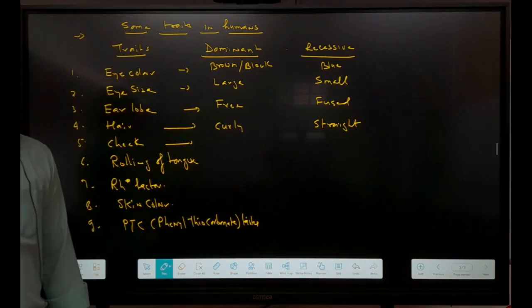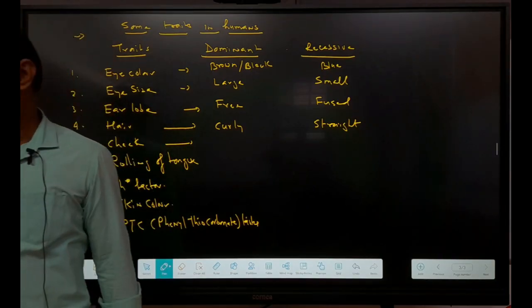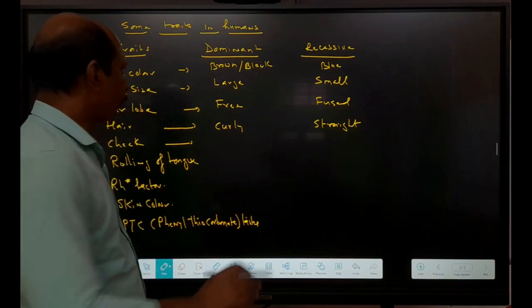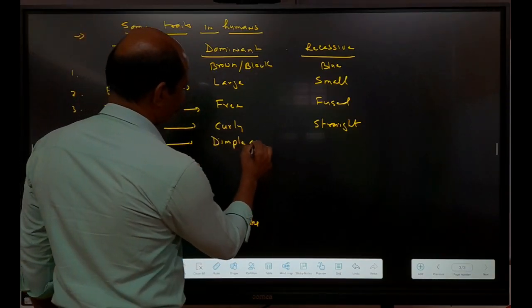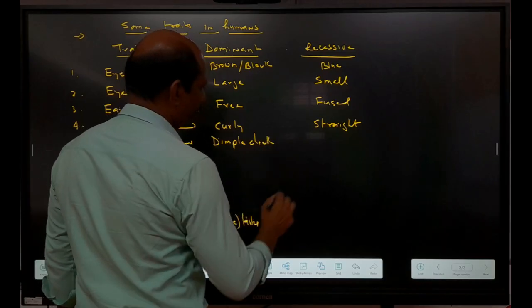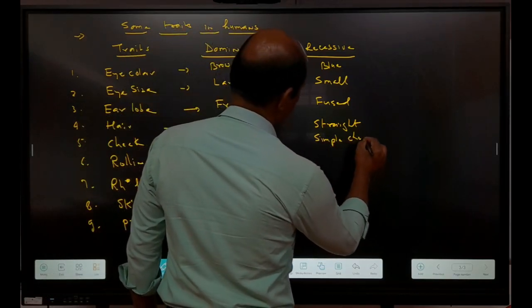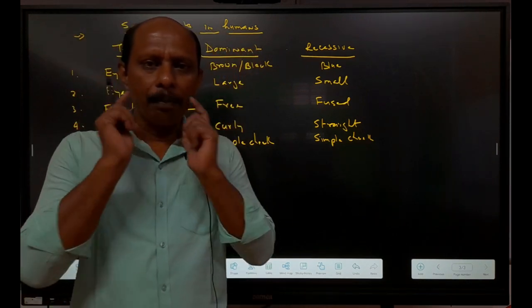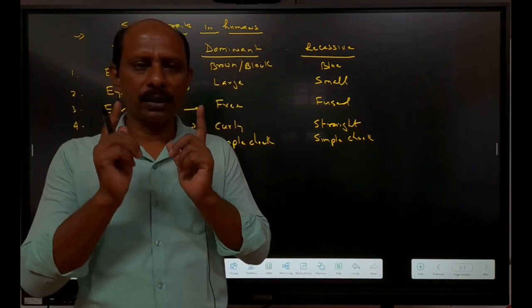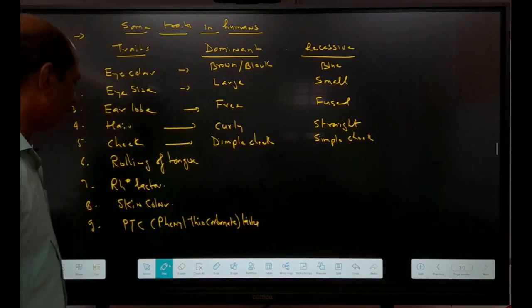Now cheeks. In some cheeks a dimple is found, right? So when we consider this dimple cheek, it is dominant over simple cheek. Simple is the normal. When a dimple is formed in the cheek in some persons, this one is a dominant trait.